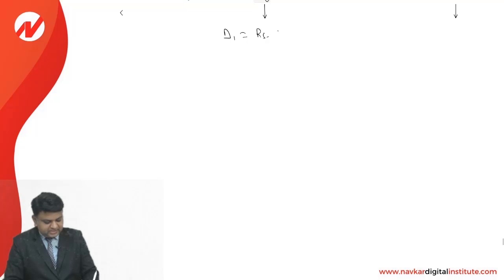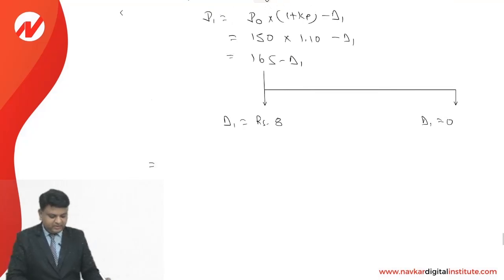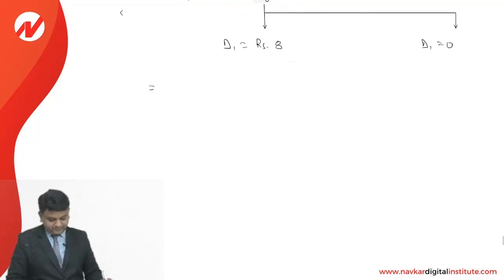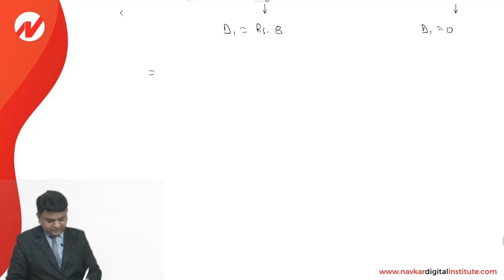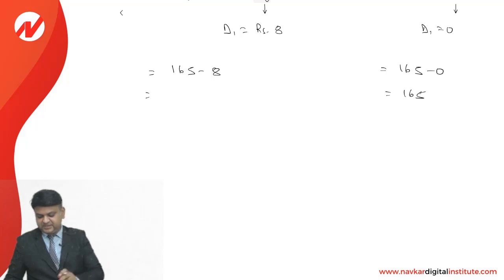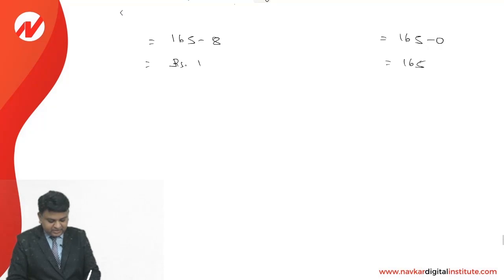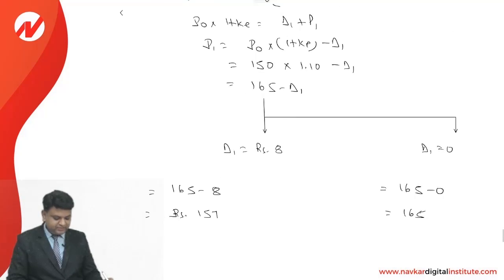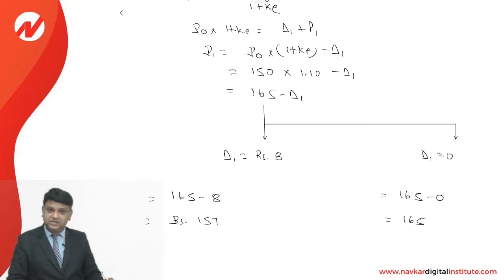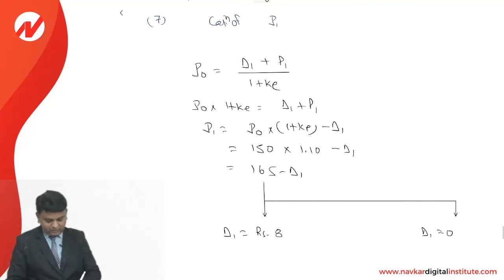So D1 is rupees 8 and D1 is 0. And for both of them we are required to make the calculation of P1. So what will happen? It is 165 minus 0, so this will be 165 itself, and over here 165 minus 8, that comes to 157. That is the way we are required to make the calculation of the price of equity share at the end of the first year. Okay.